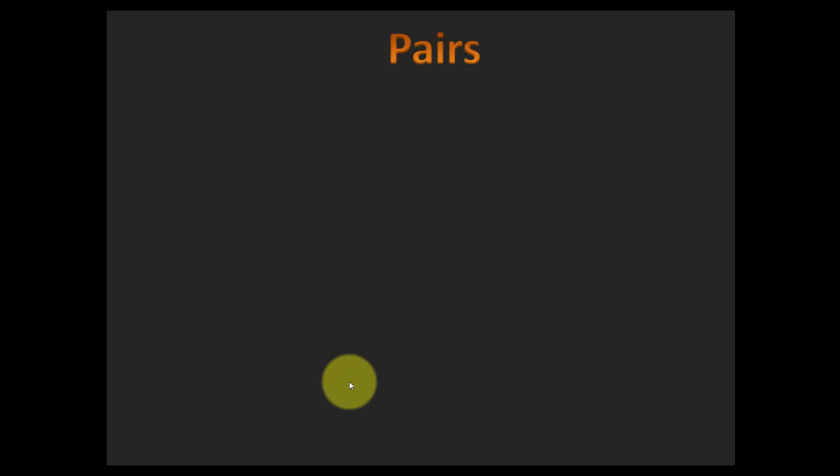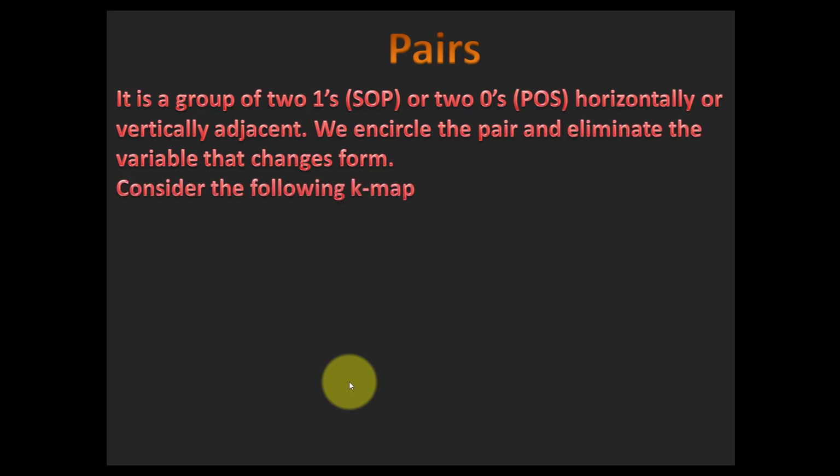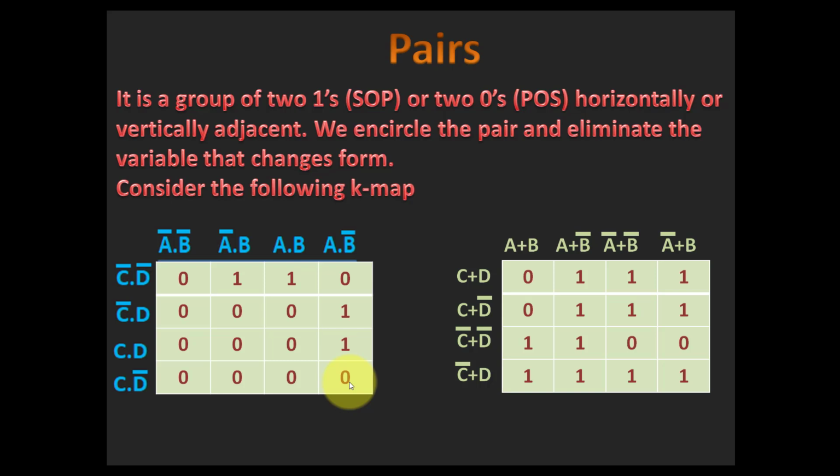Now before solving the K map, we must know what pairs are. In a K map, a pair is a group of two ones when we have SOP, or two zeros in POS, which are horizontally or vertically adjacent. Whenever we get that, we encircle the pair and eliminate the variable that changes form. Suppose this is the K map, on the left side is the SOP, on the right we have the POS. Here we can see two ones horizontally adjacent and two ones vertically adjacent, and on the right side two zeros horizontally adjacent and two zeros vertically adjacent.